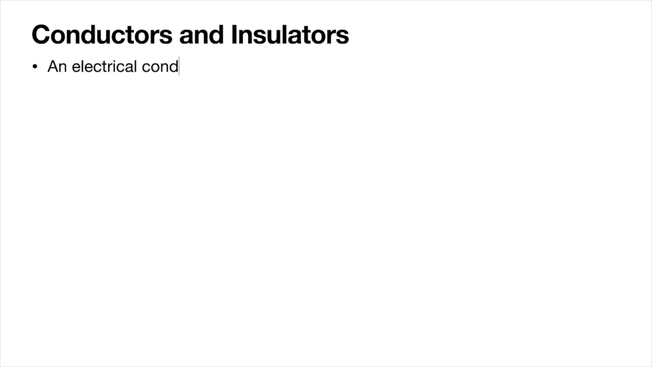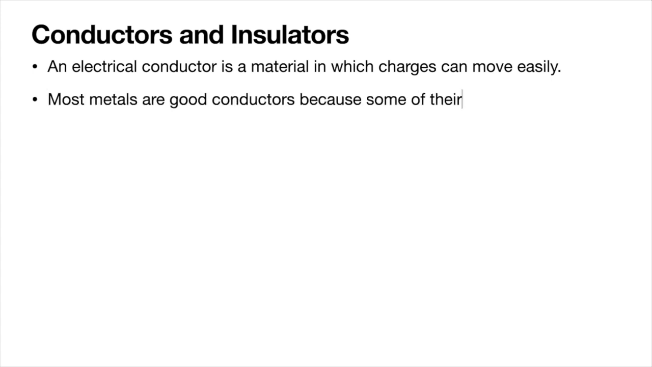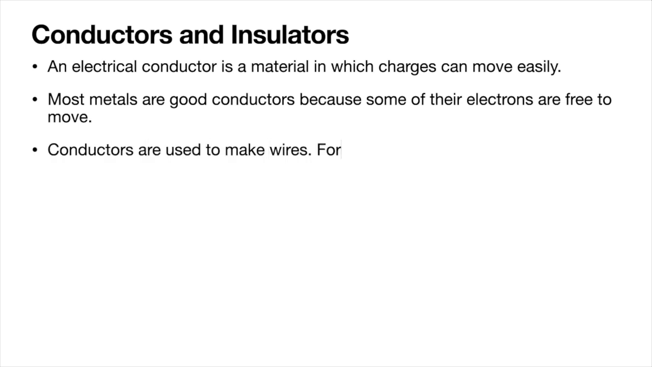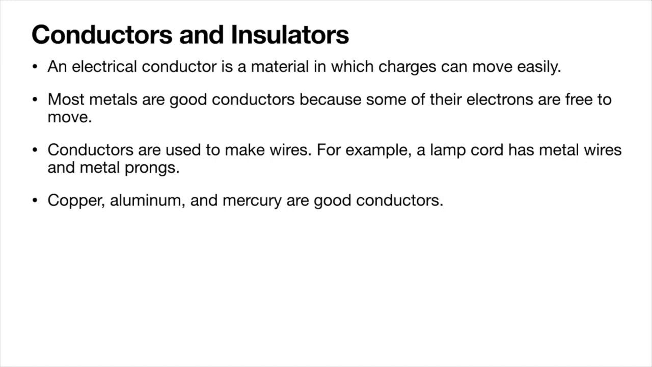Conductors and insulators. An electric conductor is a material in which charges can move easily. Most metals are good conductors because some of their electrons are free to move. Conductors are used to make wires. For example, a lamp cord has metal wires and metal prongs. Copper, aluminum, and mercury are good conductors.